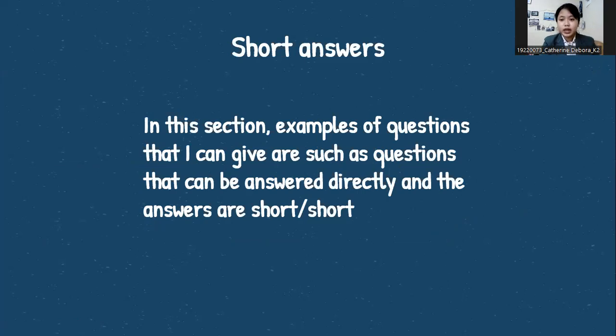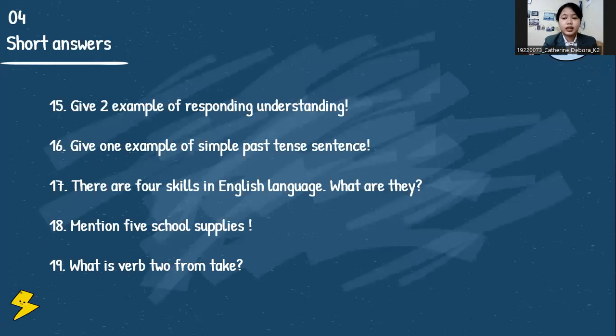Next is short answers. In this section, examples of questions that I can give are such as questions that can be answered directly, and the answers are short. And this is an example of short answers. For example, number 18, mention 5 school supplies. They can mention directly. For example, bag, book, pencil, eraser, and ruler.